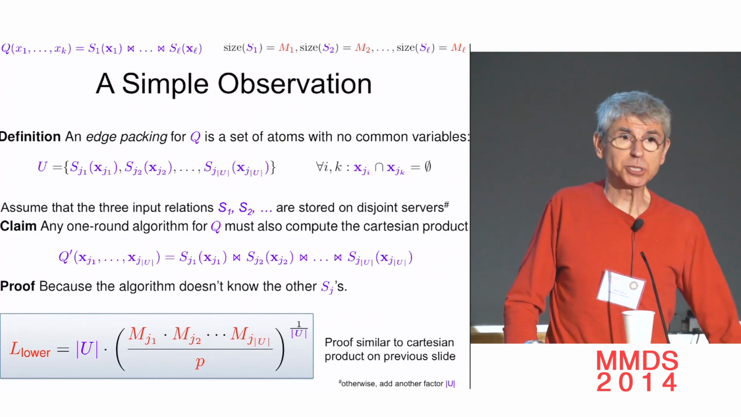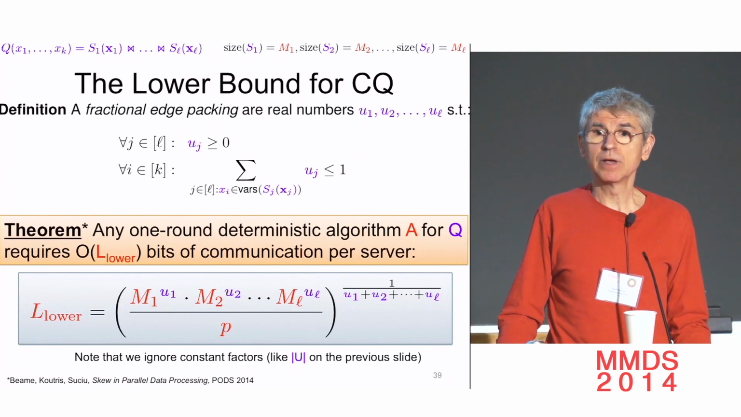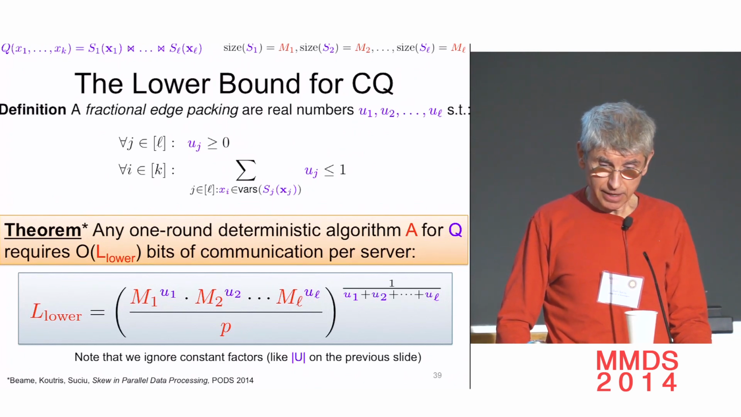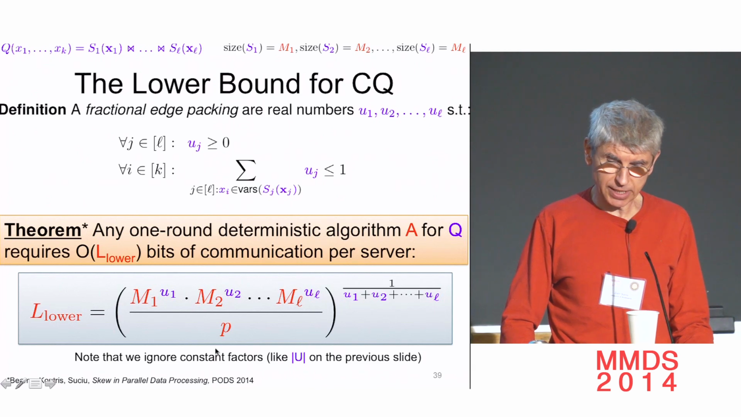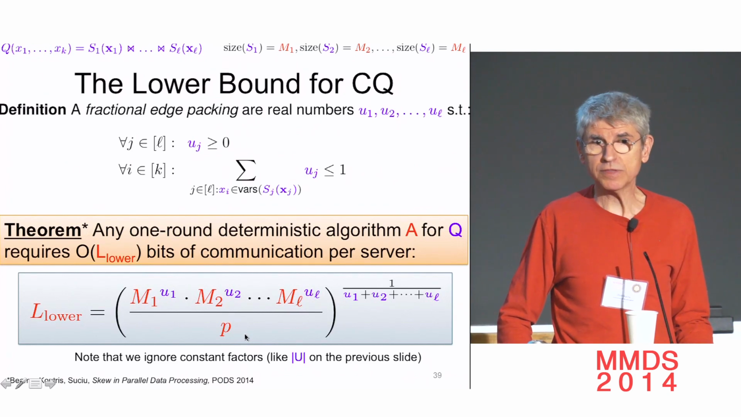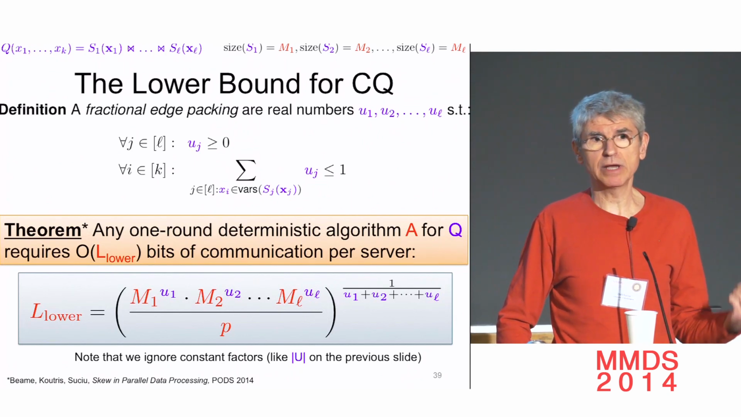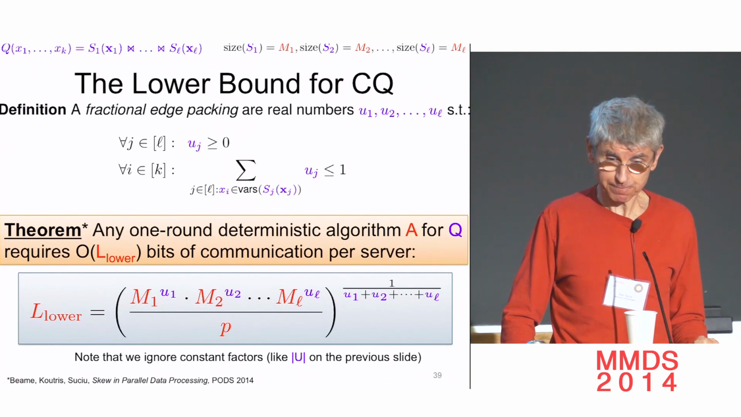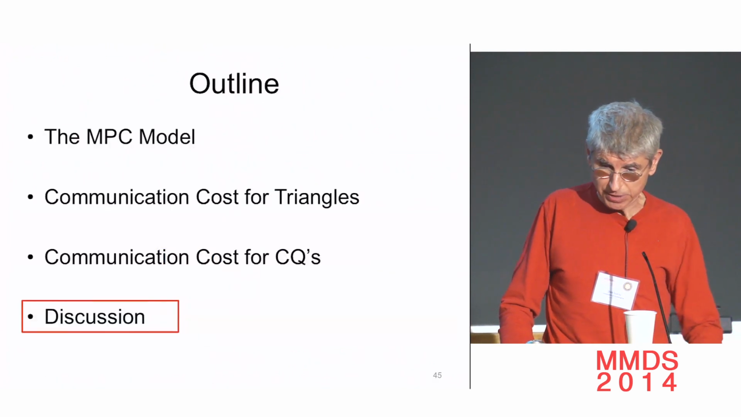What we proved is that this generalizes from integral edge packings to fractional edge packings. For every fractional edge packing, the lower bound is this formula here, which is essentially a weighted geometric mean of the sizes of the relations, weighted by the fractional edge packing, divided by p. This is a lower bound for any algorithm that computes this query. Since any fractional edge packing gives a lower bound, we take the maximum, and that is also a lower bound for this query. Good. I know I'm running out of time, so let me just go to discussions.